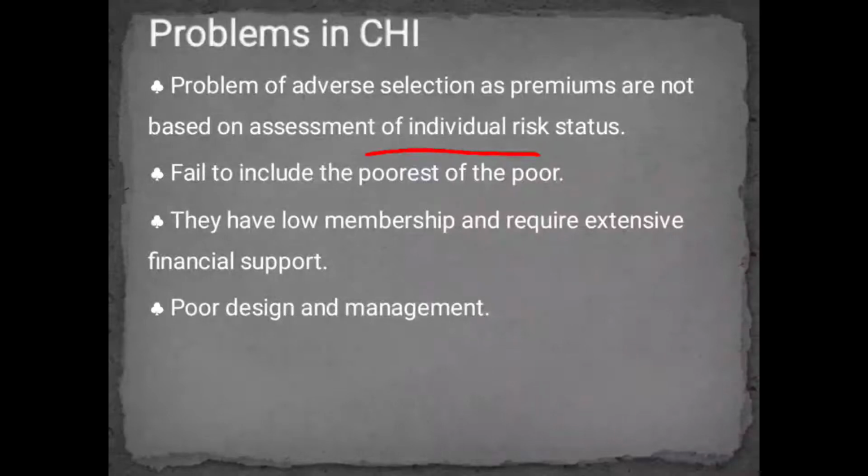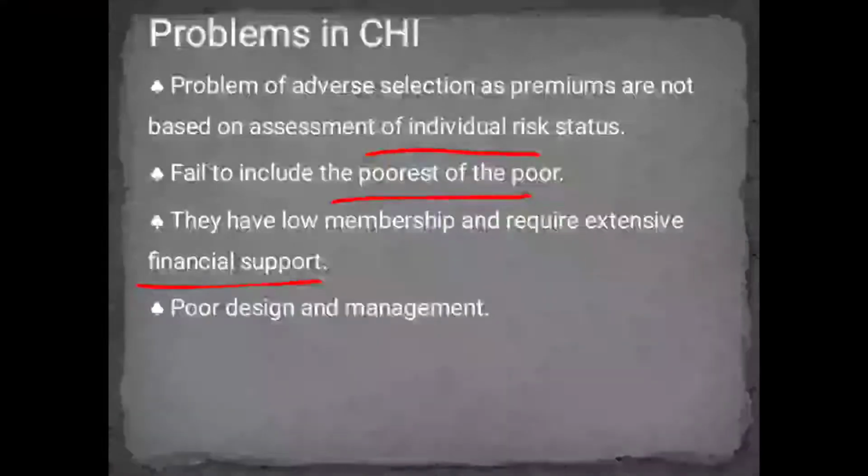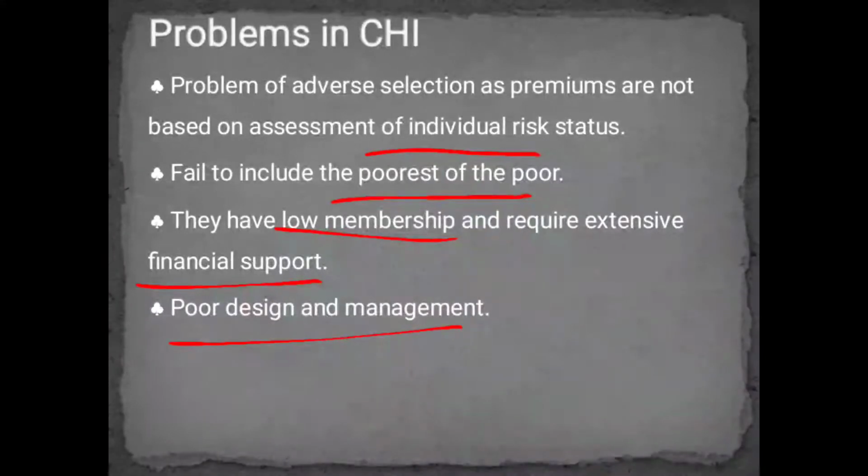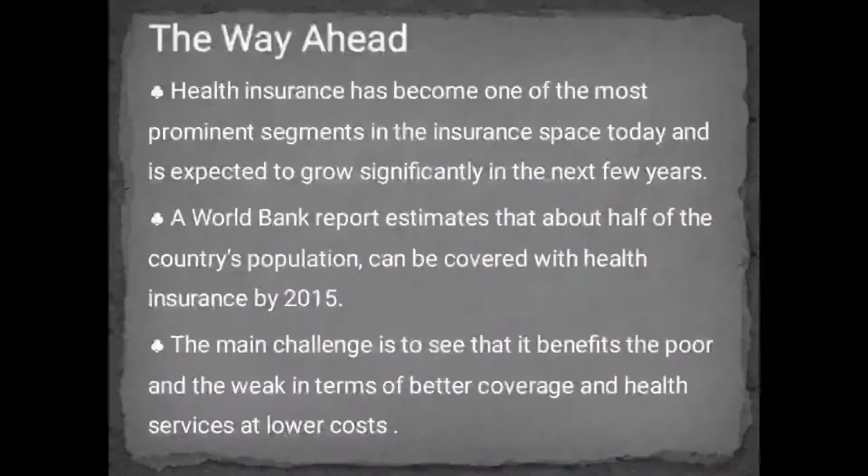Then they fail to include the poorest of the poor, so sometimes the poorest of the poor are just left out. Then they have low membership and require extensive financial support. See, so much government funding is done and the membership is very low. Then poor design and management, so some are mismanaged, some are not managed properly. So here we have concluded the types of health insurance.